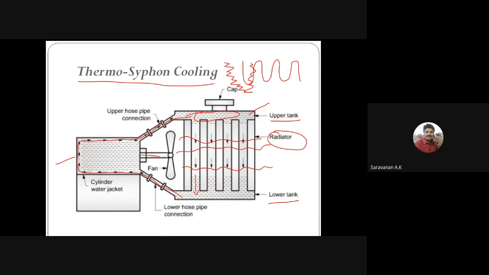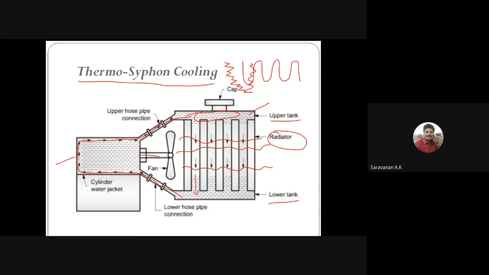Then the water level in the radiator should be kept higher than the delivery pipe. Otherwise, the circulation of the water may cease, causing an excessive temperature rise of the cooling water with steam formation. It causes the formation of steam packets, unequal heat flow and overheating of the engine components, right? So these are the limitations of the thermosyphon cooling system.